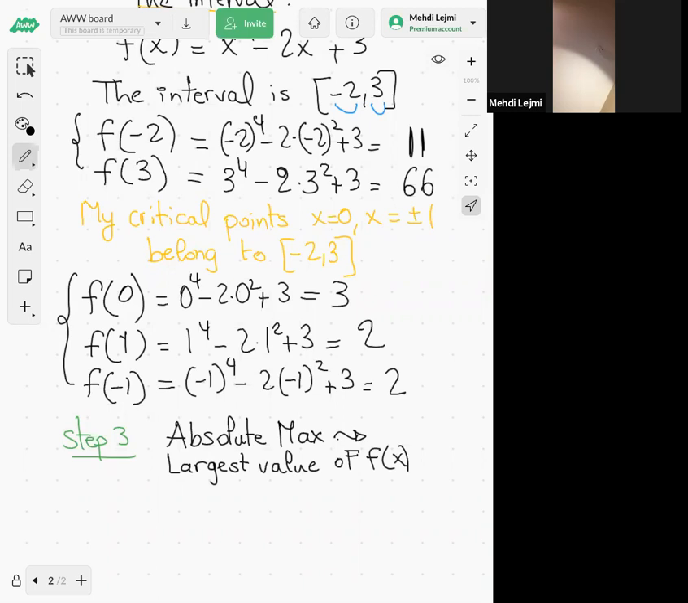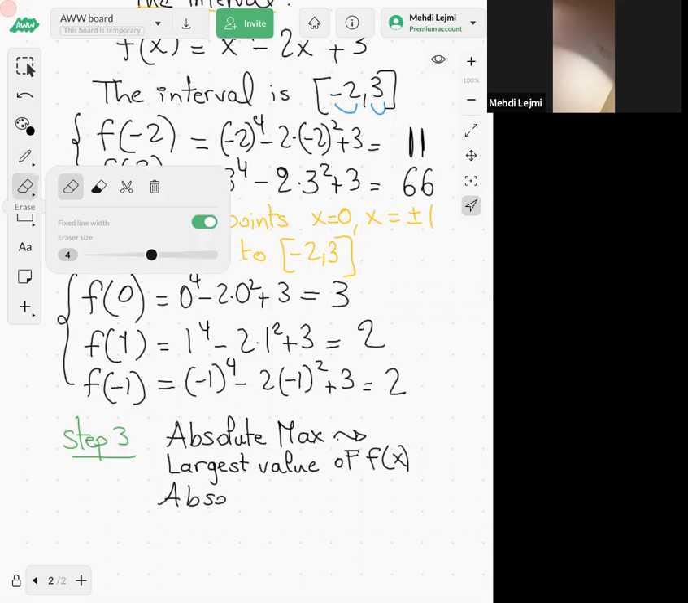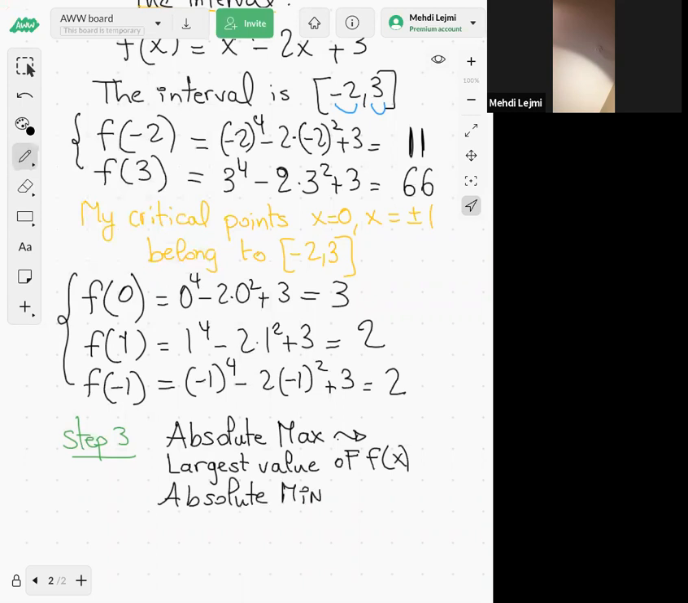And the absolute or global minimum, that's the smallest value of f of x. So I have to compare all the values I got in step 2.